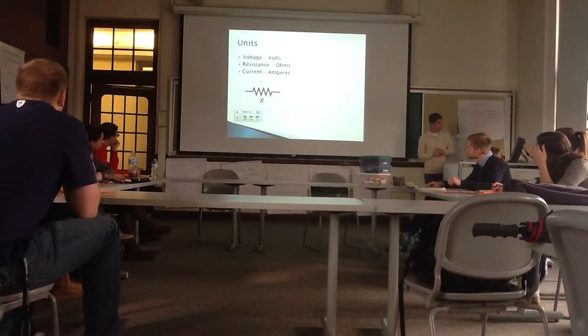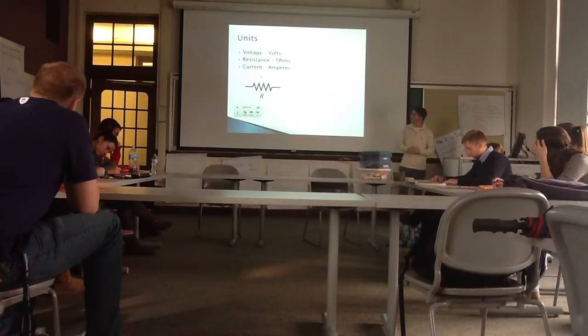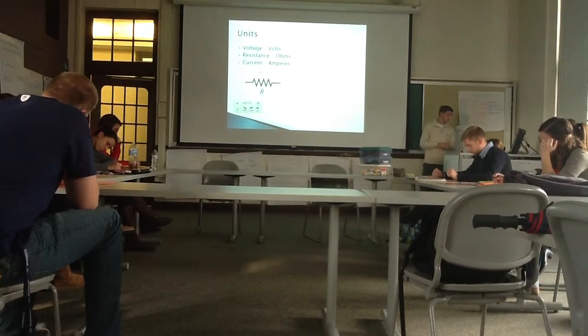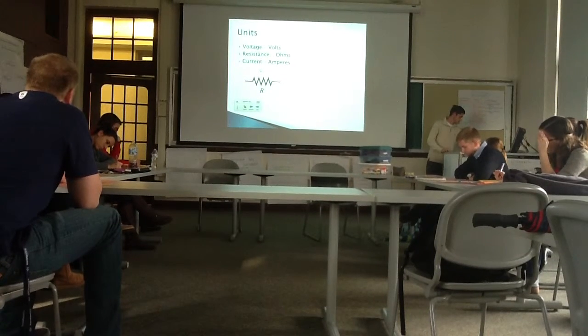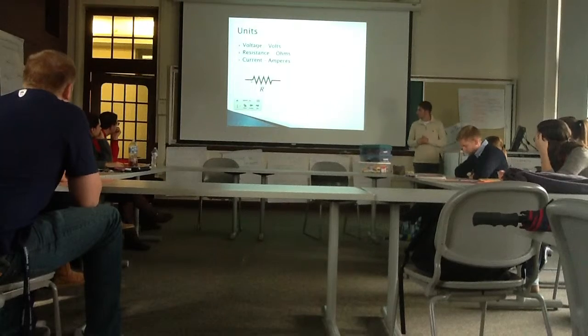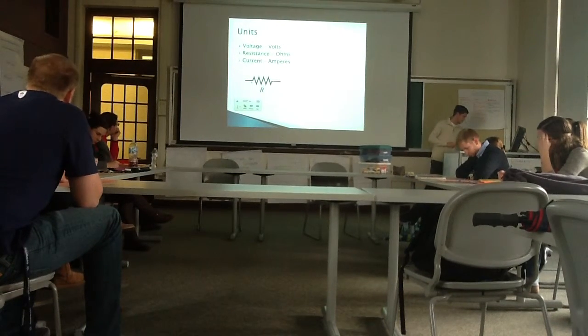We'll go over the units again real quick. The units for the voltage that you're going to determine is volts. The resistance is ohms, and current is amperes or amps. This right here is what the resistor is going to look like when we put it in a circuit. We'll see that in a minute.